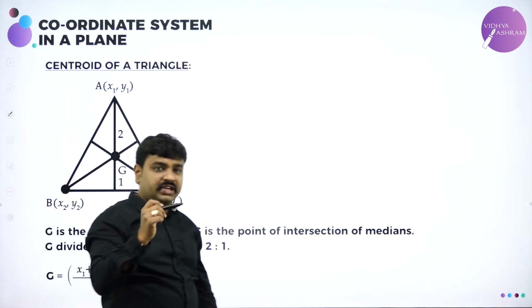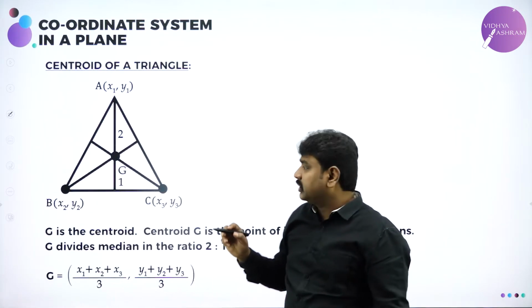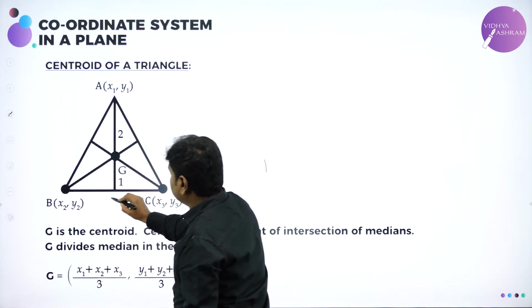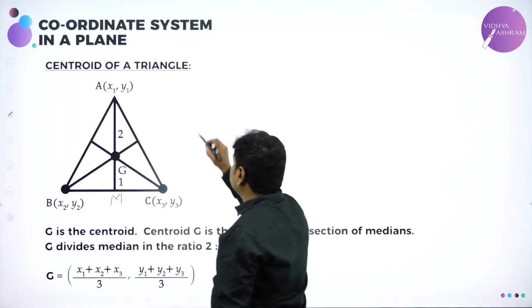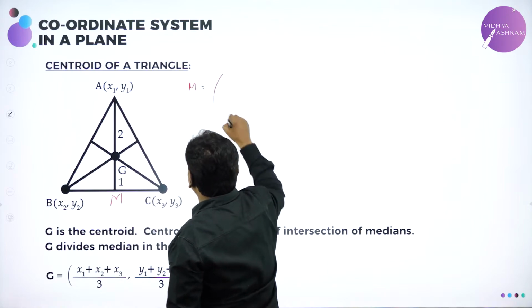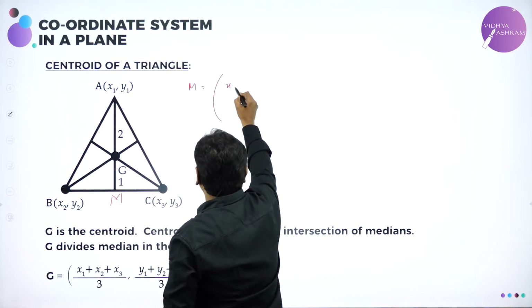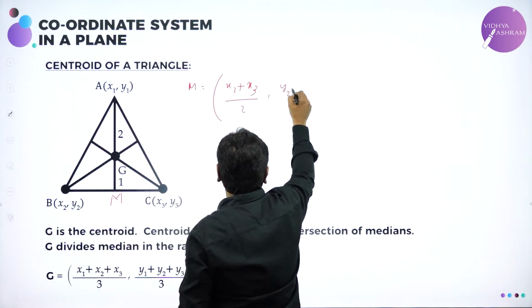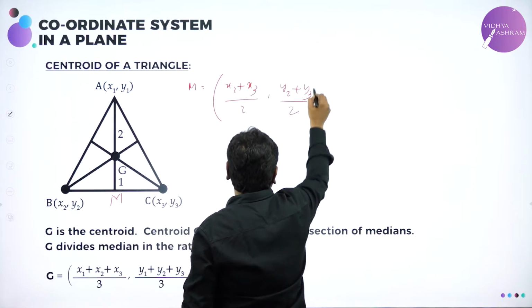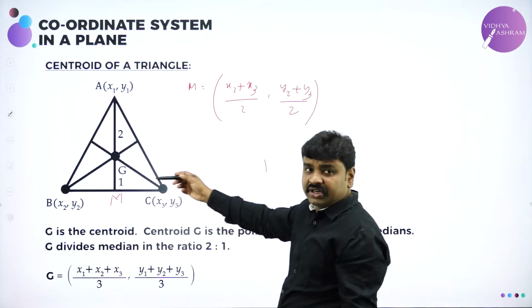So now we will find the median. First I will find M. M is the midpoint. In this diagram M is the midpoint of BC. What is the midpoint of BC? It is (x2 plus x3) by 2, (y2 plus y3) by 2. Now we have A, M, and you need to find G.